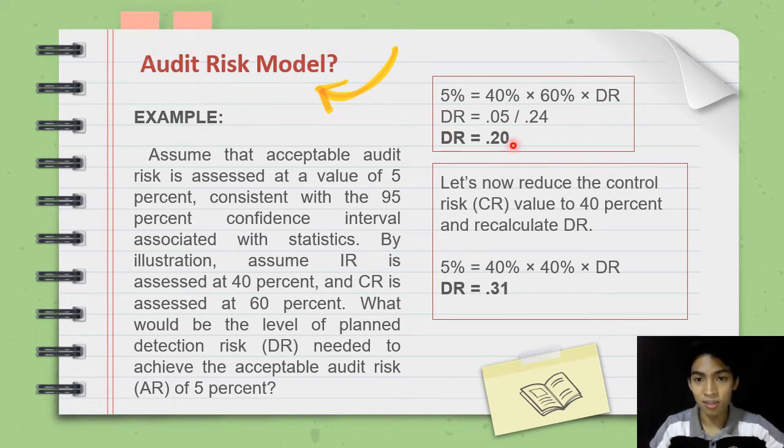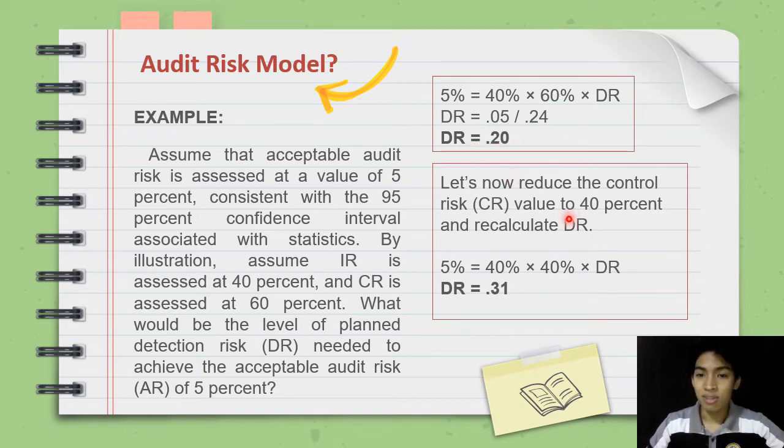Now here is the solution. First things first, let's do the substitution. That would be 5% = 40% × 60% × DR, or detection risk. And then let's do the transposition. It would become DR = 0.05 divided by 0.24. And we would get the final answer of DR = 0.20 or 20%.